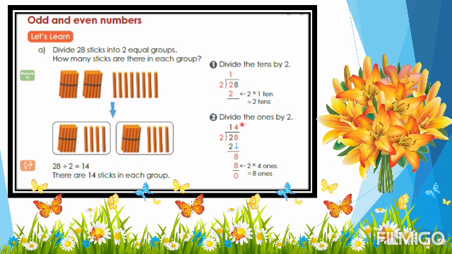So when we go down, we'll multiply. 4 times 2 equals 8. And then let's subtract. 8 minus 8 equals 0. So the final answer, class, 28 divided by 2 equals 14. So there are 14 sticks in each group.